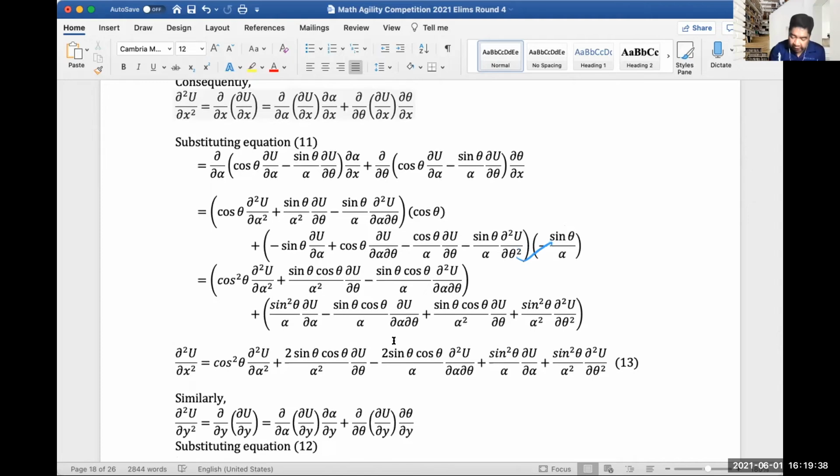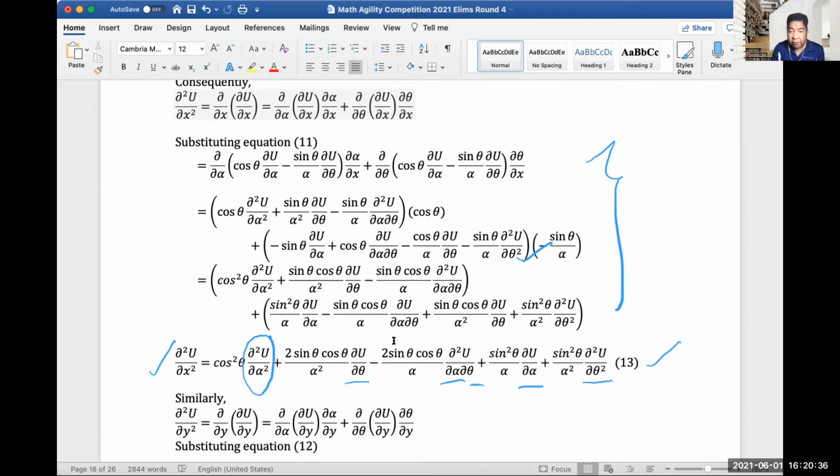So we will get equation 13. So the second partial derivative of u with respect to x would be equal to, after manipulating this long process here, cosine squared theta, second partial derivative of u with respect to alpha squared, plus 2 sine theta cosine theta over alpha squared partial derivative of u with respect to theta, minus 2 sine theta cosine theta over alpha second partial derivative of u with respect to alpha and theta, plus sine squared theta over alpha partial derivative of u with respect to alpha, plus sine squared theta over alpha squared second partial derivative of u with respect to theta.